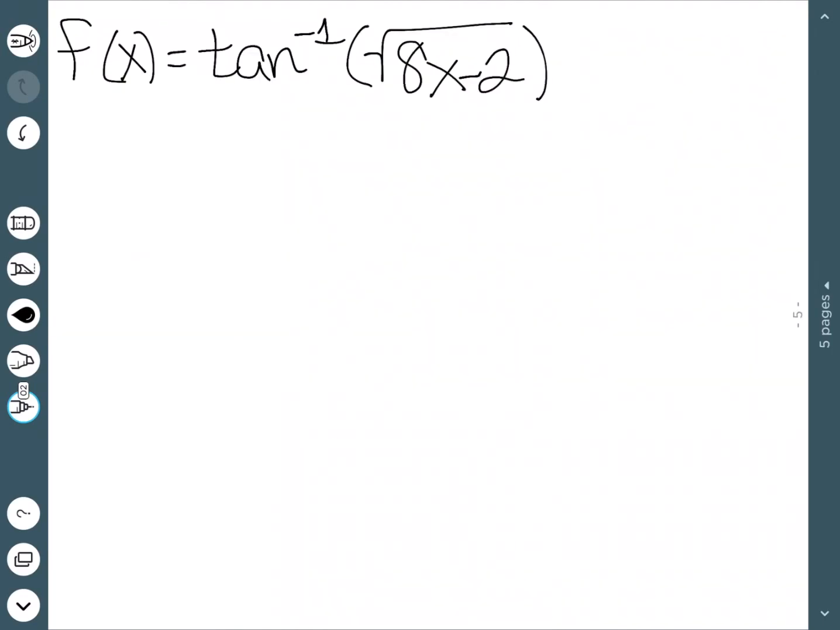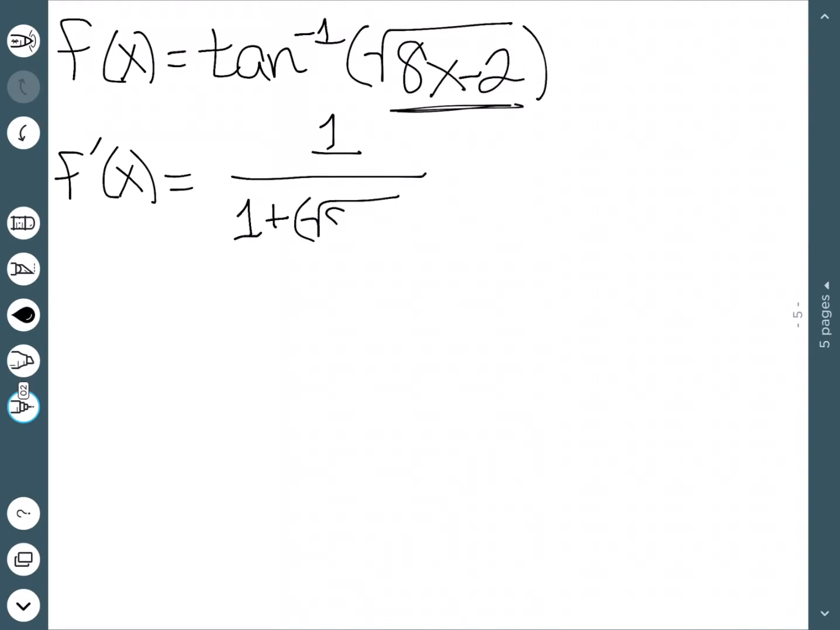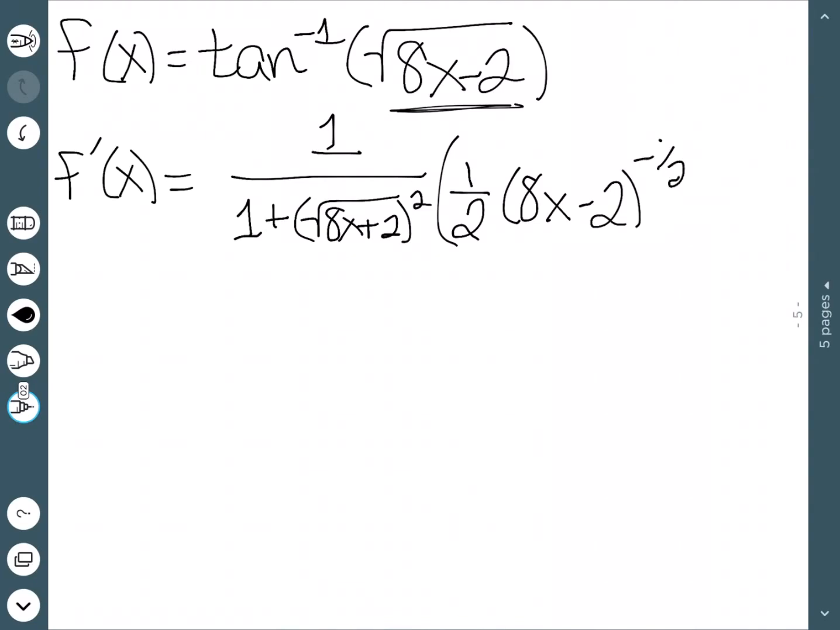Here I have inverse tangent of the square root of 8x minus 2. If I want to find the derivative of inverse tangent, we said it's 1 over 1 plus x squared. In this case, instead of x, I have this huge thing, so the square root of 8x minus 2, squared. And then I need to multiply by the derivative of the inside. A square root is a 1/2 exponent, so we would bring down the 1/2 and subtract 1 from the exponent. But then we also need to multiply by the derivative of what's inside the square root, which is 8. So we're going to have to use the chain rule twice here.